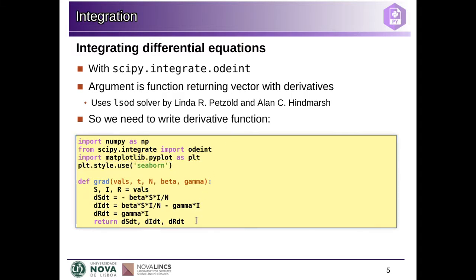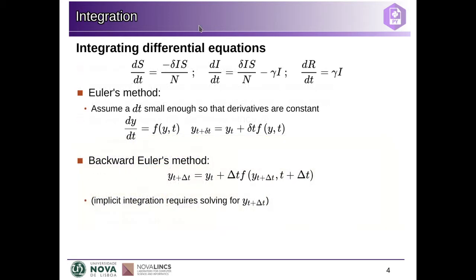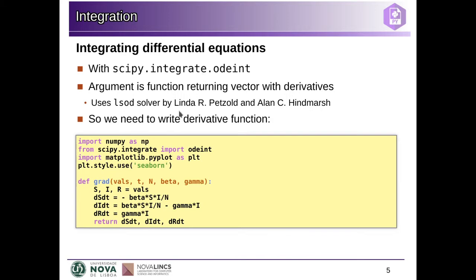So now what we're going to do is write down these equations in a function. The function must have this format. The first argument here is going to be an array with all the variables with respect to which we are integrating. So this would be an array of 3 values with S, I, and R.